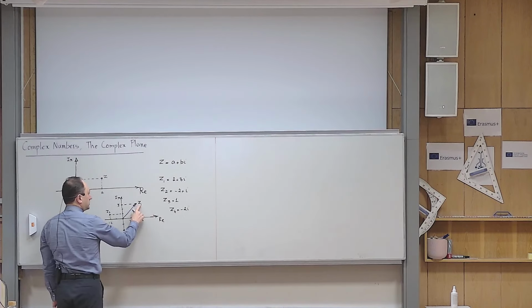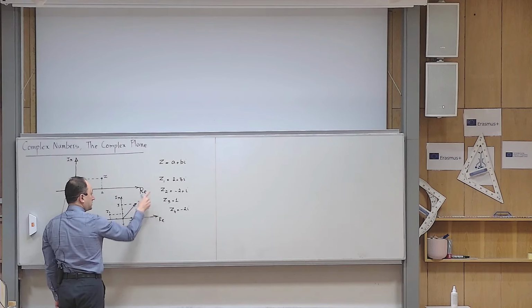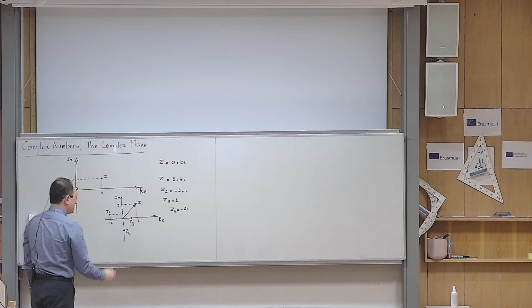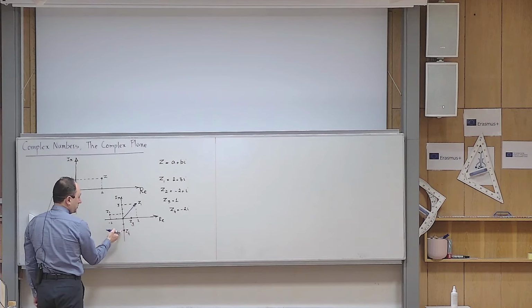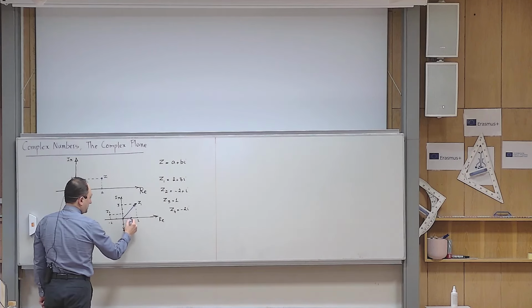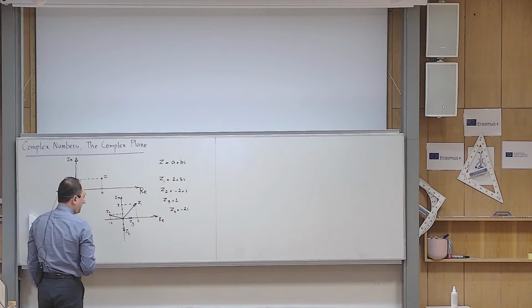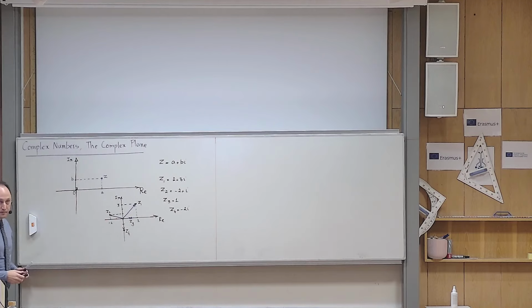So this complex number is represented by a point or a vector. For example, this can be represented by this point and also this vector. This one can also be represented by that vector. This one can also be represented by that vector. Is that clear? So that's the very simple idea of complex numbers on the plane.